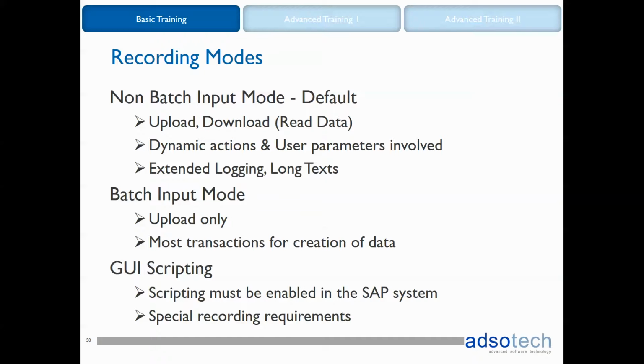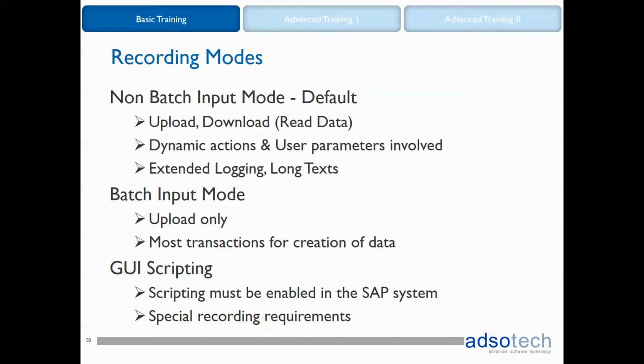The third main option that we have for recording modes is GUI scripting. It's a very special one. If we talk about normal recording modes, we're essentially talking about non-batch and batch modes. Those are always run in the background and they work the quickest, let's say it like that. So the run is as fast as possible and so on. And with the non-batch mode, we have several features and functionalities that we can add to it as well. Some of those functionalities are available in batch input mode as well.